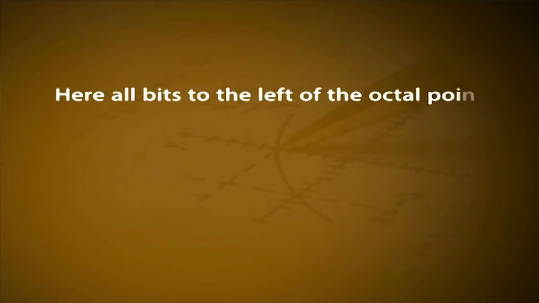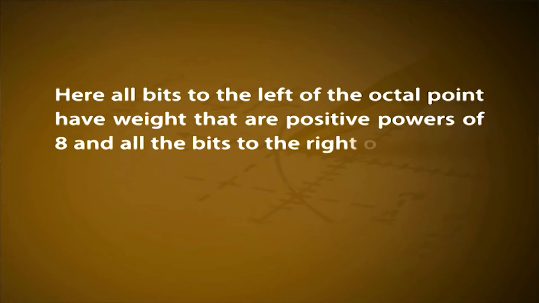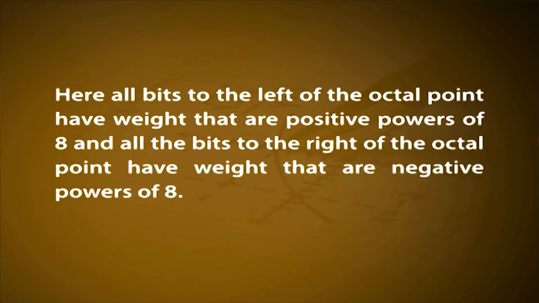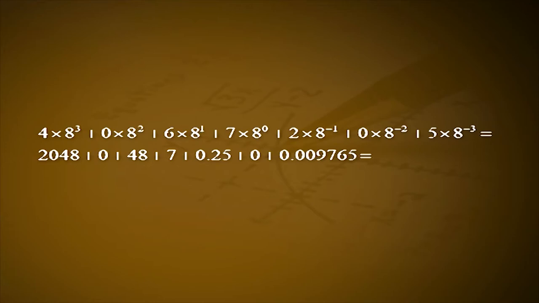Here, all digits to the left of the octal point have weights that are positive powers of 8, and all the digits to the right of the octal point have weights that are negative powers of 8, which is illustrated in the given example. The decimal equivalent of the octal number 4067.205 is 4 into 8 cube plus 0 into 8 square plus 6 into 8 raised to 1 plus 7 into 8 raised to 0 plus 2 into 8 raised to minus 1 plus 0 into 8 raised to minus 2 plus 5 into 8 raised to minus 3, which is equal to 2048 plus 0 plus 48 plus 7 plus 0.25 plus 0 plus 0.009765, which is equal to 2103.259765.